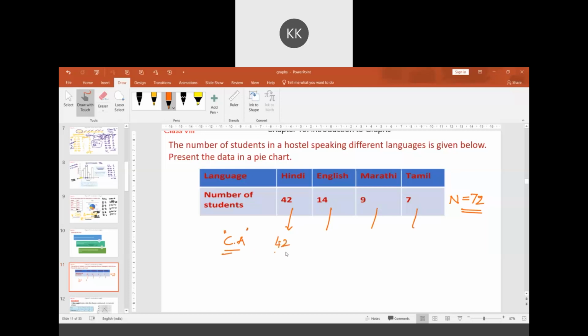The fraction is 42 upon 72 into 360. They give numbers in such a way that it can be simplified. Simplify: 72 divided by 36 is 2, and 360 divided by 36 is 10, so 42 into 5 gives 210 degrees.